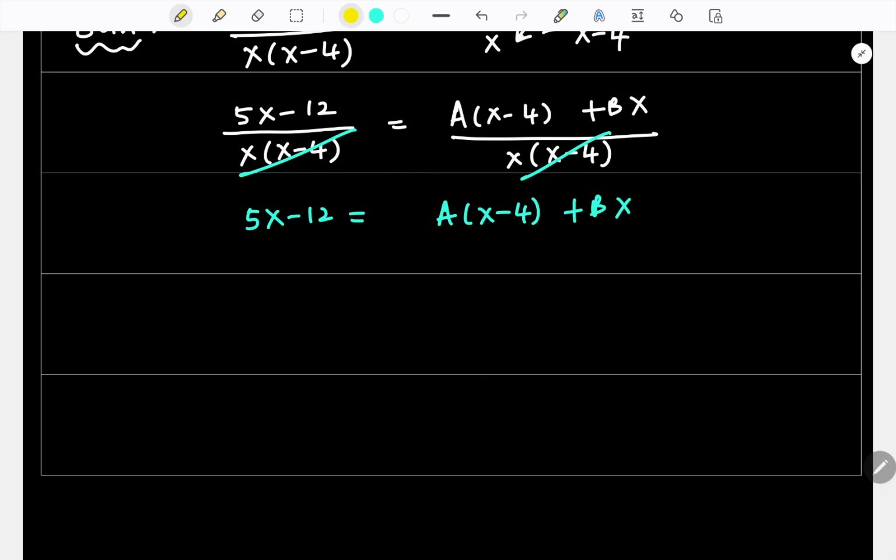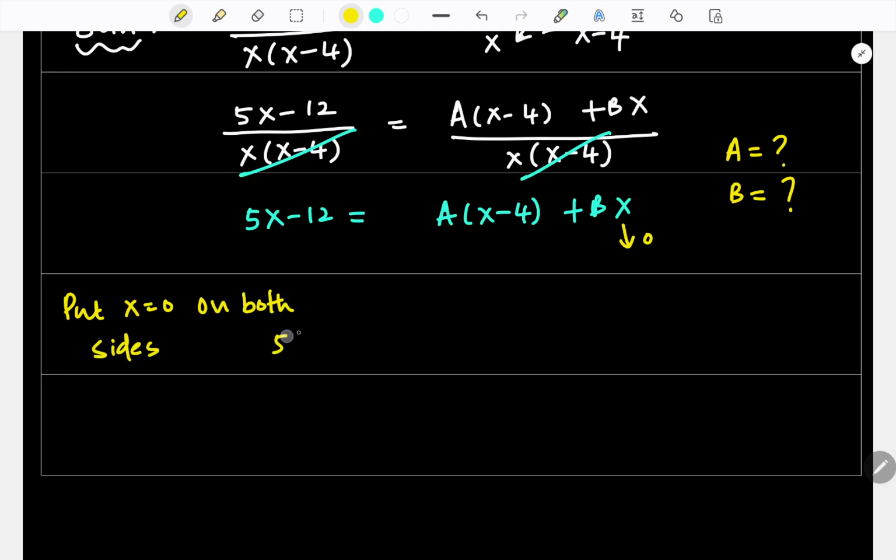What is our job? We have to find a and b, right? In such a way, if you want a, you don't want b. So you have to close it as 0, okay? Right. If you want b, you don't want a. Keep in your mind, okay? Now I want a, so I don't want b. So I'm going to put x equals 0. If I put x equals 0, b will be 0. So put x equal to 0 on both sides of the equation, right?